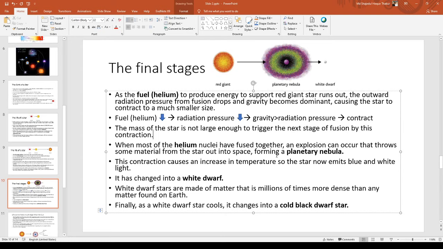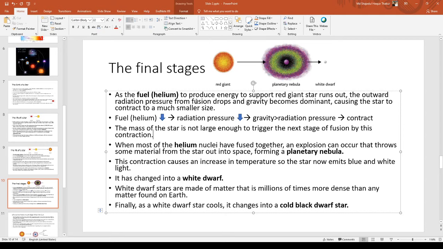Planetary nebula. Yes, why the explosion occurs. So basically, as a star contracts really fast, because its fuel has mostly run out, the remaining parts of its fuel actually burn very quickly. All right. So as the remaining parts burn very quickly, that releases a lot of energy, and that energy actually causes the star to kind of explode.